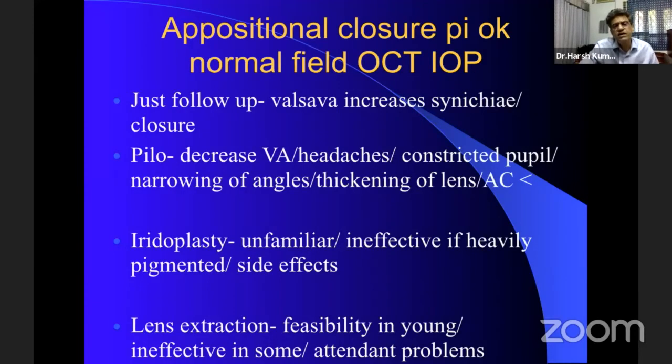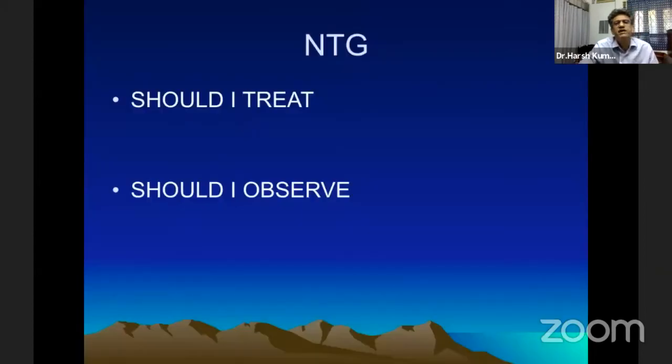Giving pilocarpine can be a big headache for the patient. Doing iridoplasty could work for some time, but not for a very long time. Lens extraction, obviously, in most of these situations is out of the question. So primarily you have to observe, but very carefully, and at the earliest point you may have to intervene.